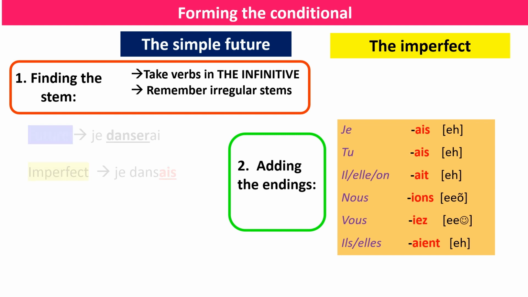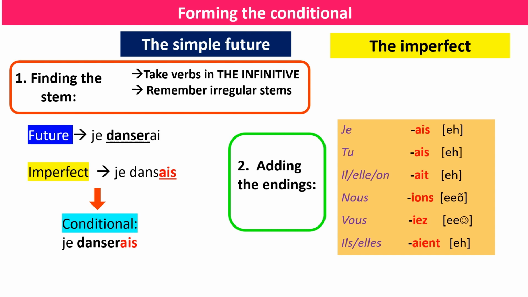In the future, I say je danserai, I will dance. My stem is danser, the infinitive, to which I add an ending. And in imperfect, I have je dansais, I used to dance, or I was dancing, and the ending is ais. To form the conditional, I put the two together, therefore I end up with je danserais, I would dance.